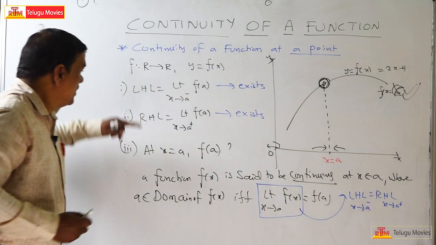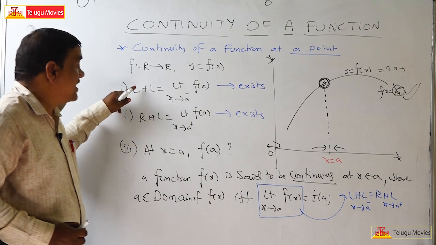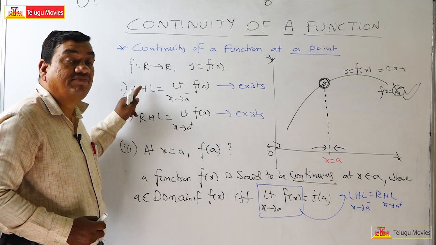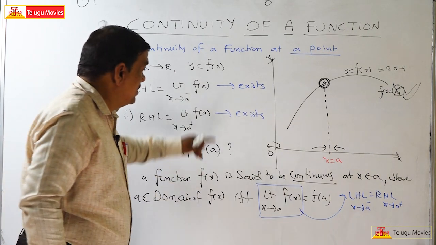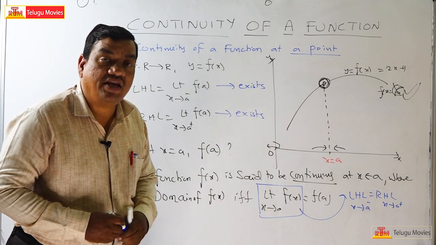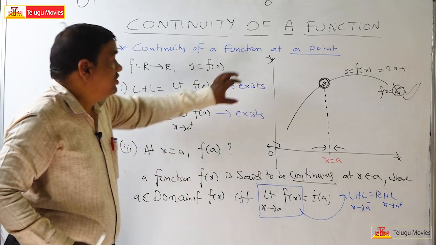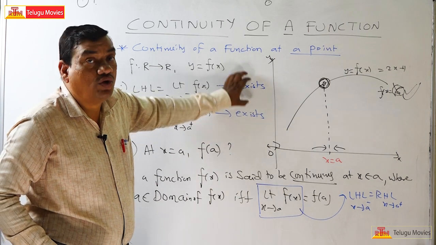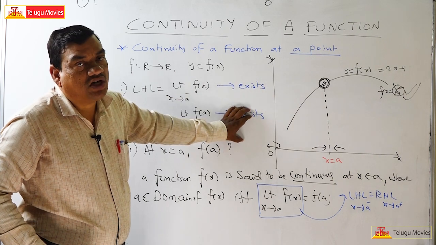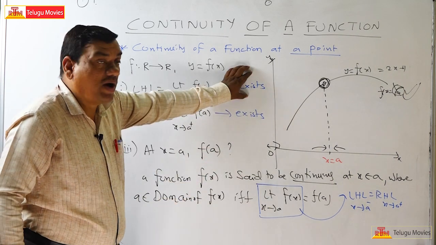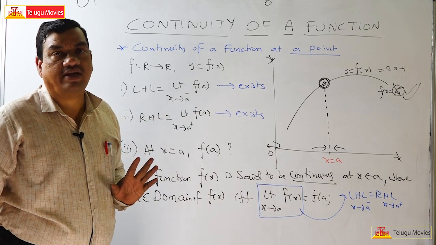That means these two values should be equal. The left hand side limit and the right hand side limit should exist, and not only exist, these two values should be equal. If it is 5 by 2, this also should be 5 by 2. If it is root 2, this is also root 2. If it is 0, this also should be 0. If it is root 2 plus 1, this is also root 2 plus 1. If it is 1.5, this is also 1.5. It should be exactly the same.